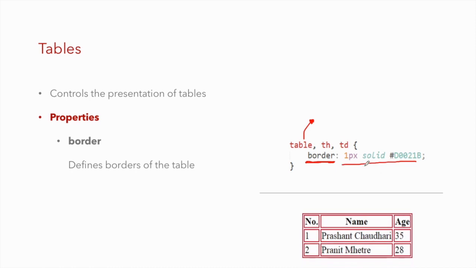To this table we have specified a 1 pixel solid border with the red color, and this is how the output is going to be. The reason here is that we have specified it to all three tags: table, th and td. So in this example, this outermost border is drawn because of the table HTML tag, and all the borders for these inner boxes are drawn because of the TD and TH tags. TH are basically the first row over here.